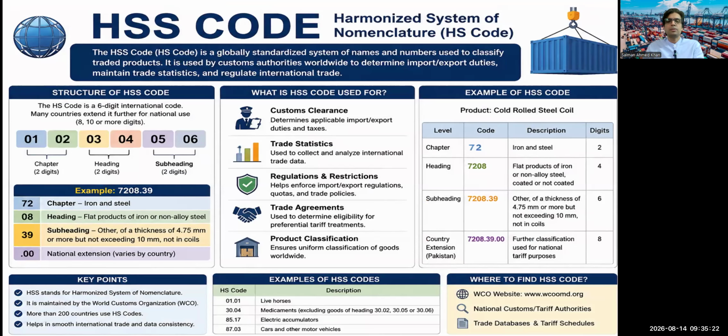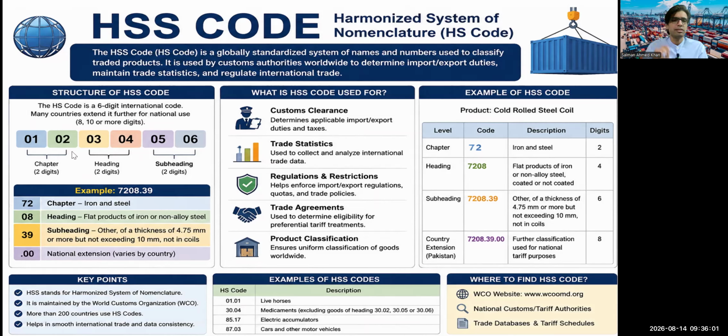In terms of the HS code, I was talking about the HS code, the Harmonized System of nomenclature. HS code is basically a global standardized system of names and numbers used to classify traded products. It is used by customs authorities worldwide to determine import-export duties, maintain trade statistics, and regulate international trade. So HS code is basically used for customs clearance, to determine applicable taxes, to collect and analyze international trade data, to help enforce import-export regulations, quotas and trade agreements, and to classify the product.